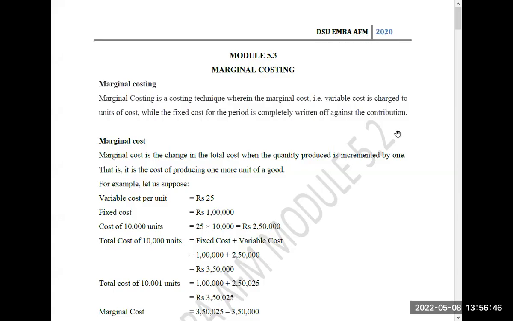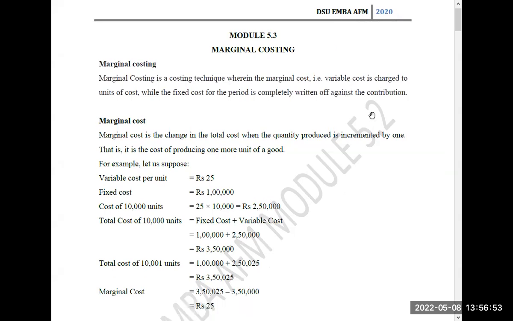On the other hand, we have some tools and techniques available to have control over the cost. What are those tools? Marginal costing, standard costing, ABC costing, variance analysis, etc. Of these two groups, we already studied uniform costing last week. Another group is control over the cost. Out of that, we are going to study only one, that is marginal cost or marginal costing. So that's what we are going to study today.